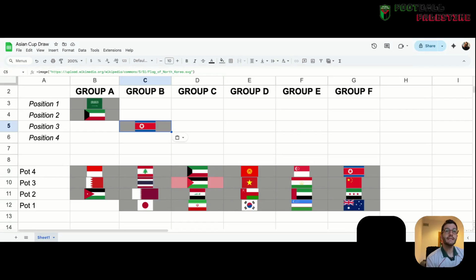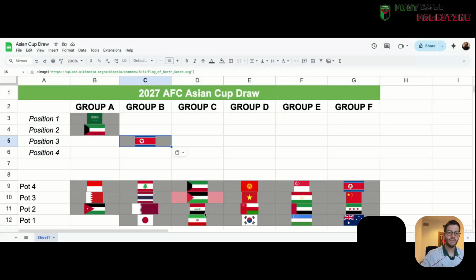Kyrgyz Republic. Next team up, Kyrgyzstan, officially known as the Kyrgyz Republic. They're into Group C now. Best finish is round of 16 in 2019. Yazan, Group C, you take the first ball. And let's see their position. C3. They are into C3. C position number 3. Thank you. We'll move on to the next ball.